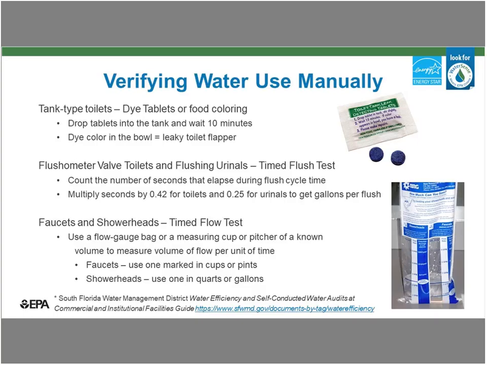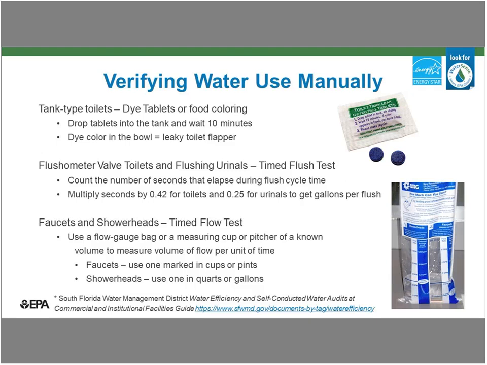So as I mentioned, there's a couple of low-tech ways to verify water use manually, and I just wanted to go over them for a moment to give you some ideas. With tank-type toilets, like the ones in a residential house or a private restroom, one way to look for leaks is to make sure that there isn't water leaking from the flapper, from the tank into the toilet, when the toilet's not flushing.